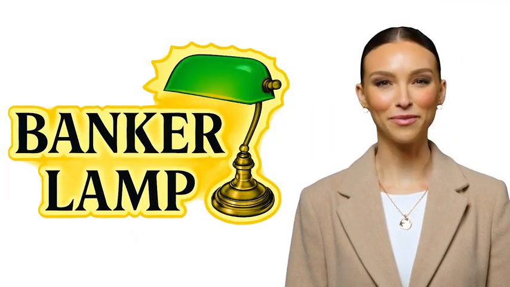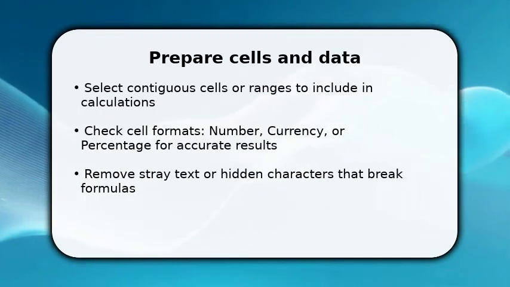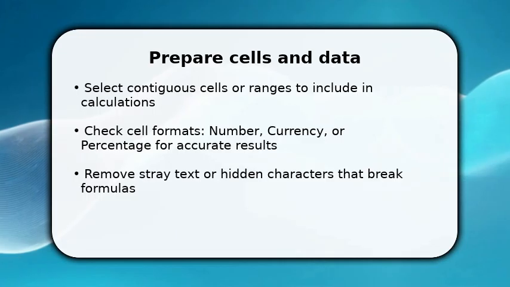Please enjoy the video. You start by selecting the cells you want to add and confirming formats. You need numbers, not text. Once done, clear any stray characters or spaces that can break formulas. Make sure headers or notes sit outside the numeric range so they won't be included. If data comes from another source, paste values only to avoid hidden formatting.